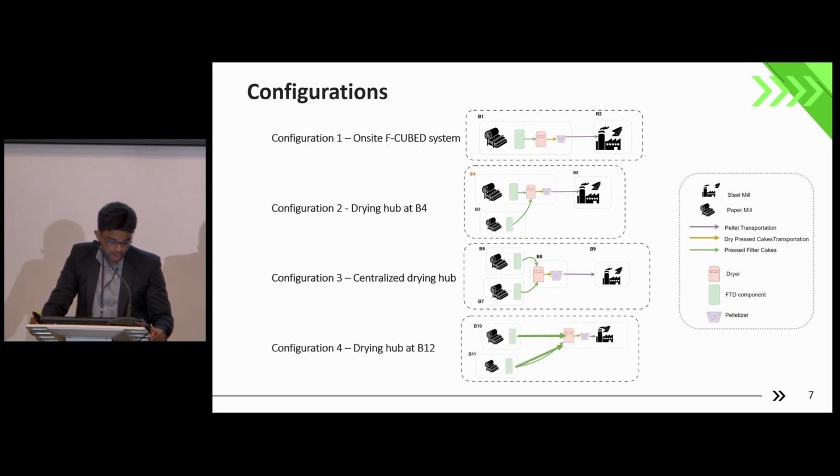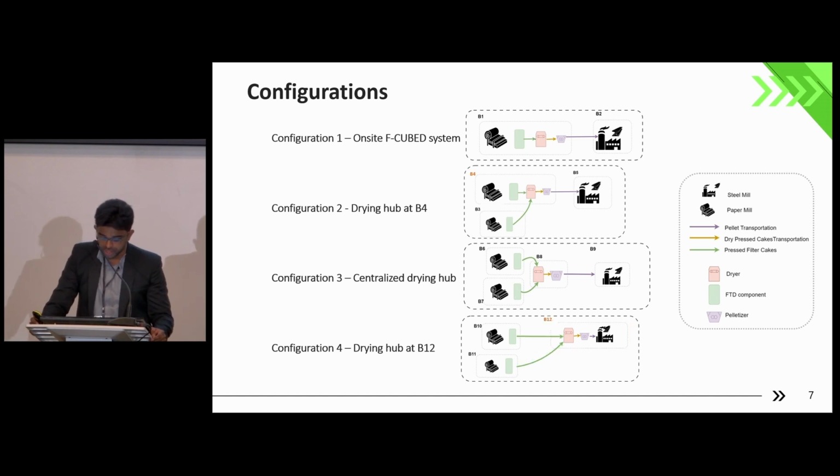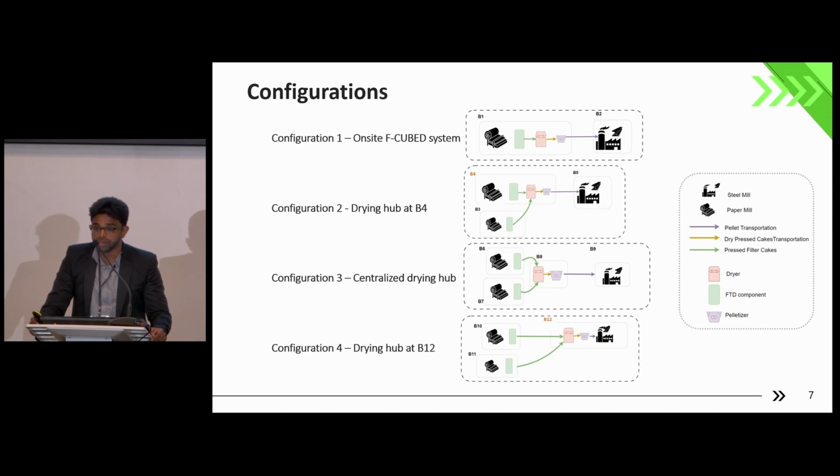And configuration number 4 is where we have the drying hub at the steel mill itself, and then we use the dried press cake, or dry cakes, and pelletize them and use them in the steel mill. So I did a study without the pelletizer, and then with the pelletizer. So we use dry cakes directly at the steel mill, or we use pellets at the steel mill. So there were two things, and the hub is like we have multiple sources coming to the hub. I call it a hub because we have multiple sources of press cakes coming to the drying hub.